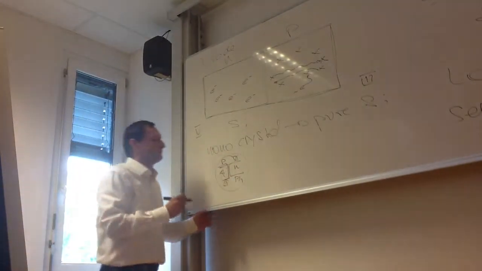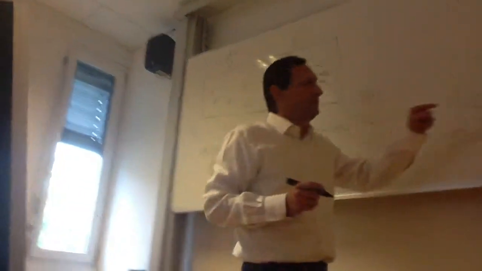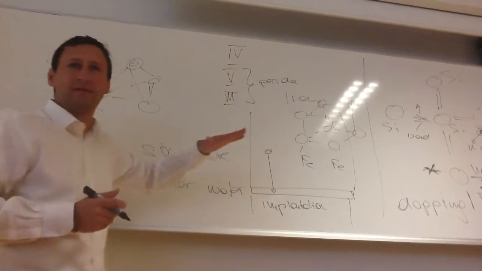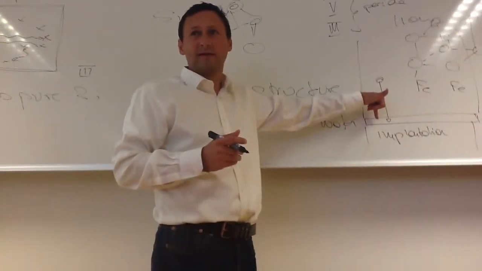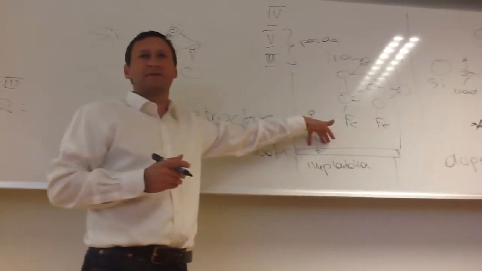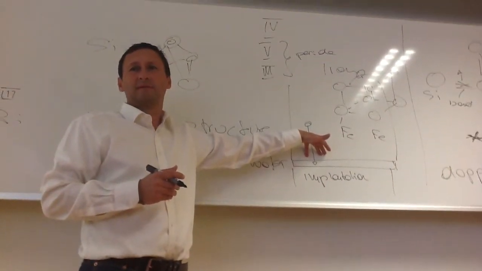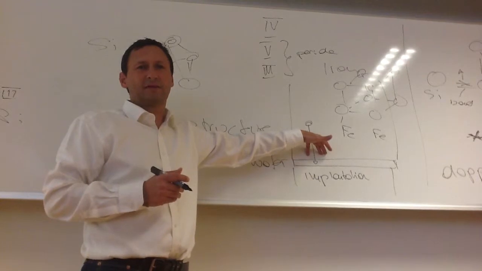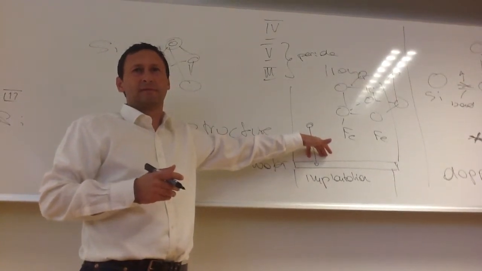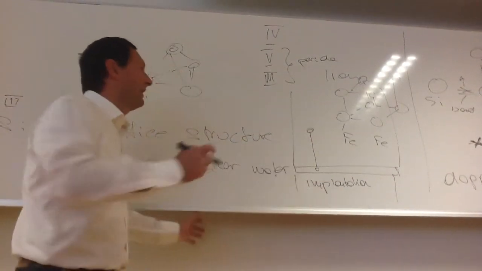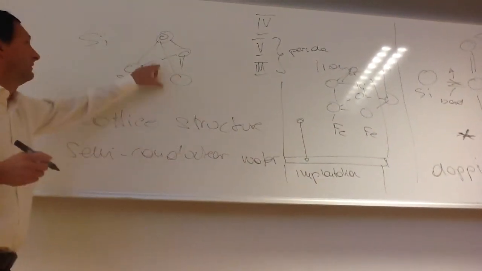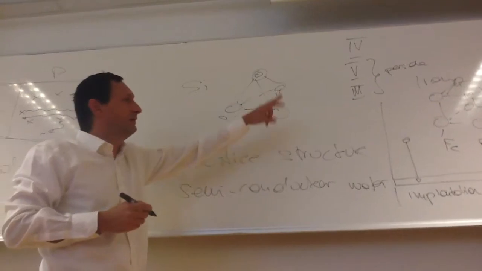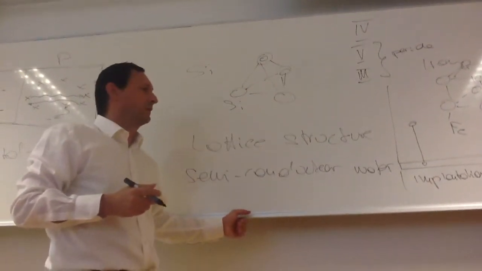And the higher the energy, the deeper the atoms get into the wafer. But the problem is, the deeper you implant, the more you destroy the lattice structure. The lattice structure is how the atoms are arranged. There's this tetrahedron with silicon or with iron, this cubic lattice structure.